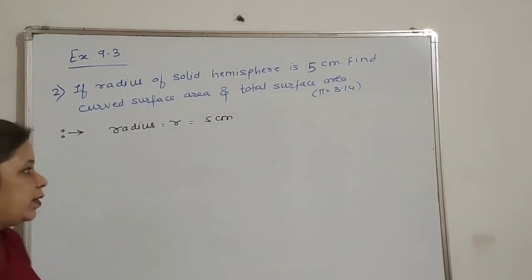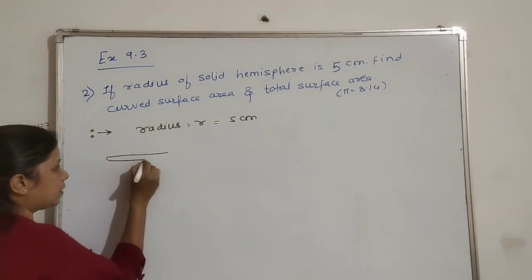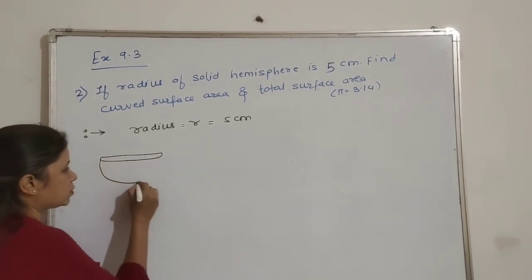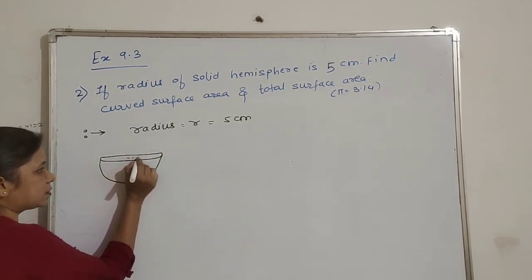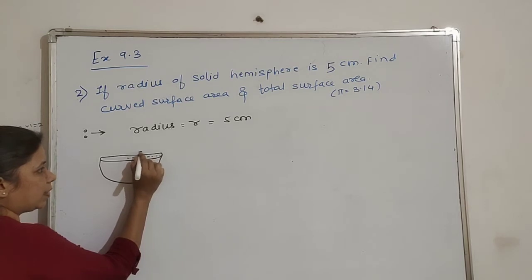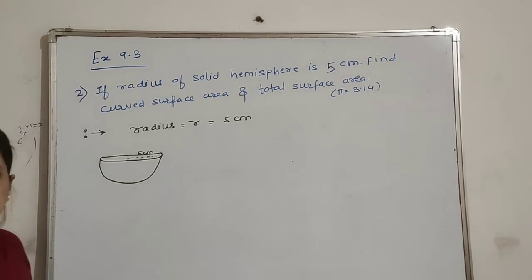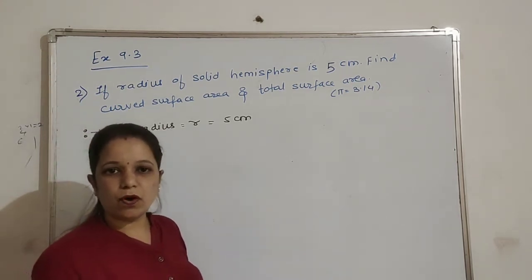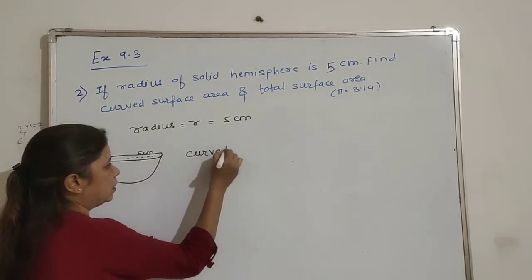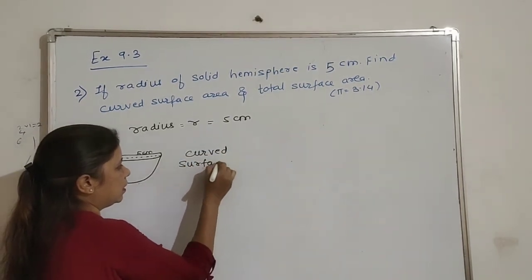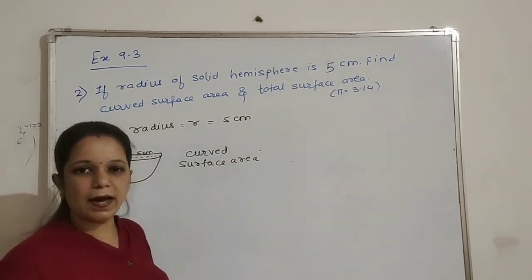Hemisphere, half sphere. I'll just draw the figure here for hemisphere. The hemisphere is half sphere. So that is hemisphere. This is the radius that is given to you. I am showing it by dotted line. It is 5 centimeter. So for hemisphere, the formula for curved surface area is given by the formula 2 pi r square.